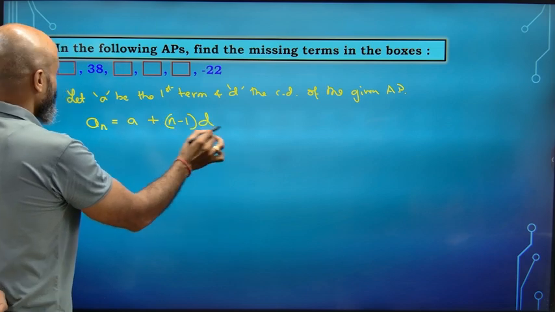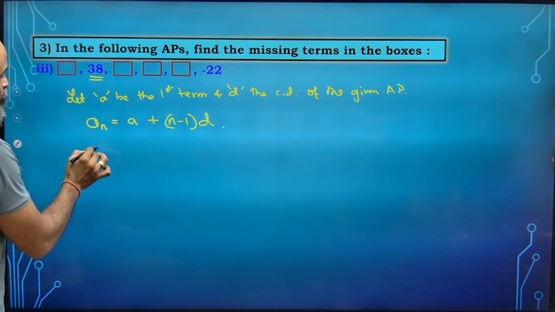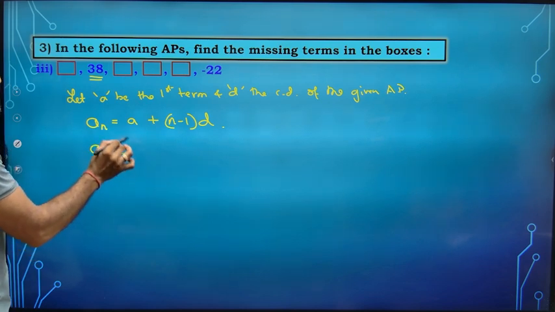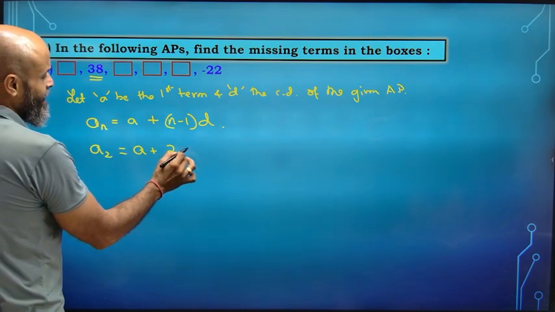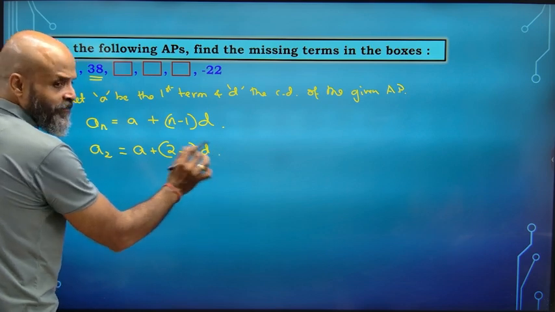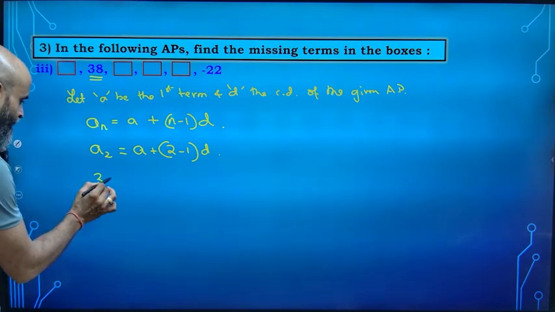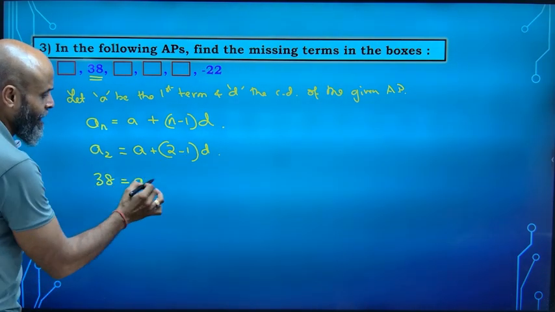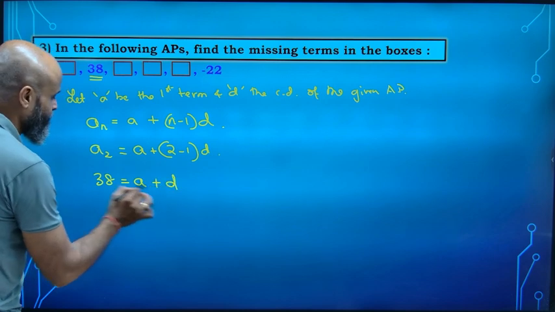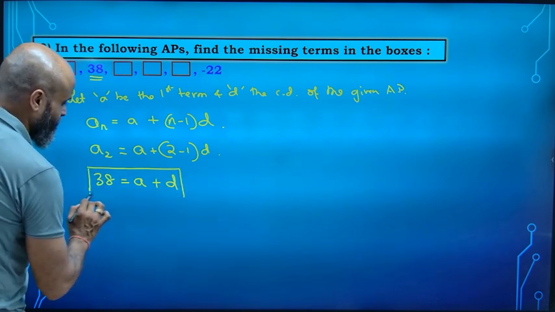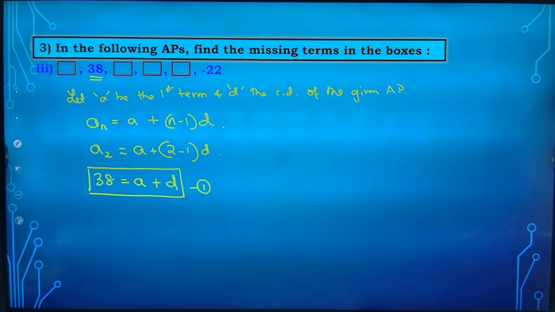Okay. So in this case, A2 will be equal to A plus 2 minus 1 into D. What is the value of A2 here? 38. So 38 is equal to A plus 2 minus 1, that is 1. 1 into D is D. So this is your first equation. A plus D is equal to 38.